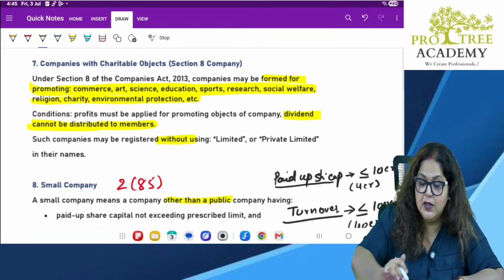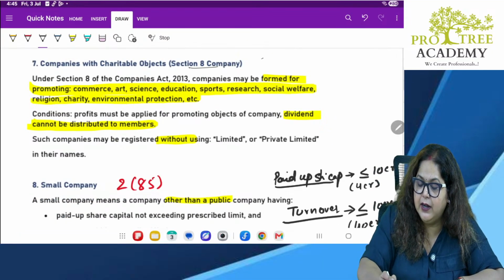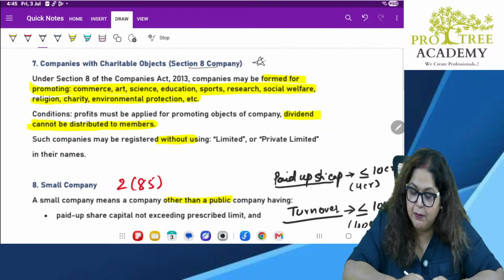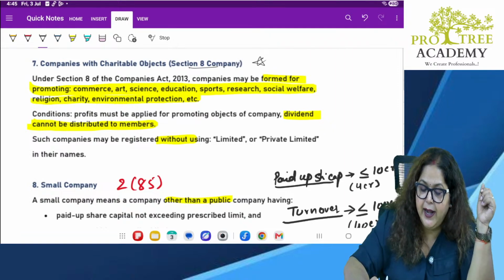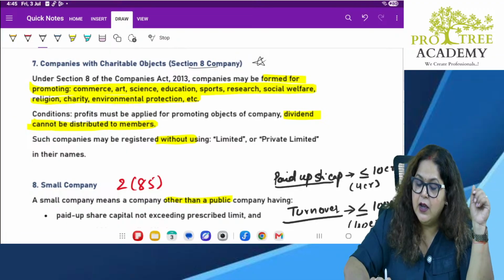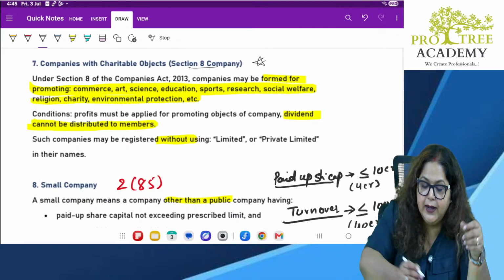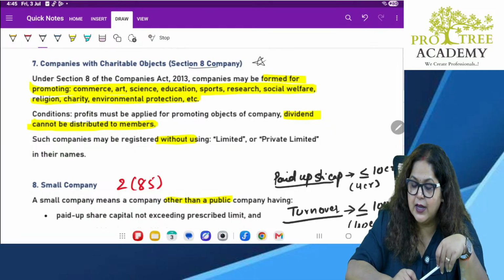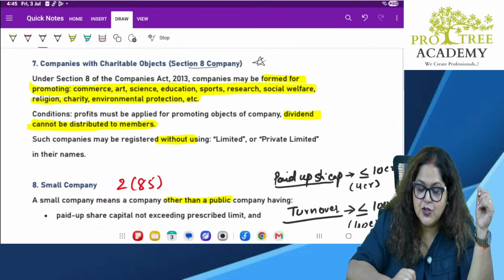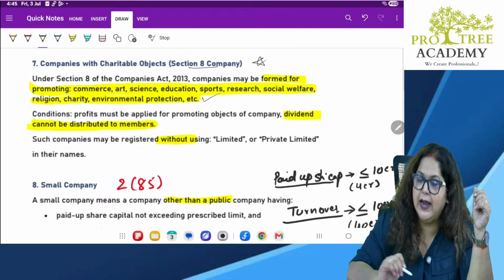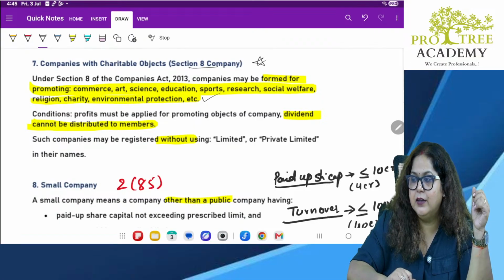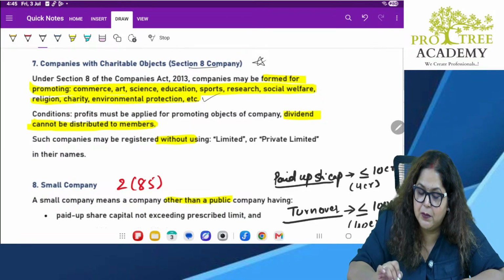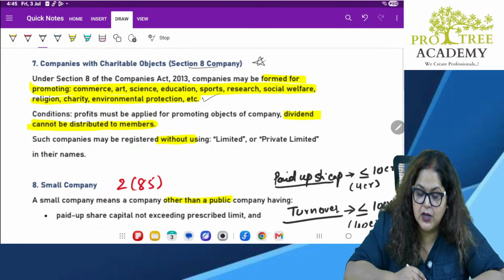Then companies with charitable object, section 8 company. Under section 8 of the Companies Act 2013, companies may be formed for promoting commerce, art, science, education, sports, research, social welfare, religion, charity, environmental protection, etc. So section 8 companies are for what purpose, guys? For these purposes.